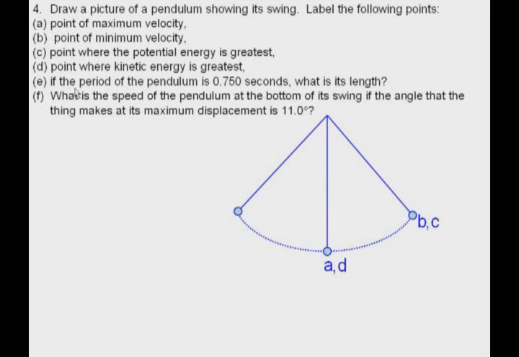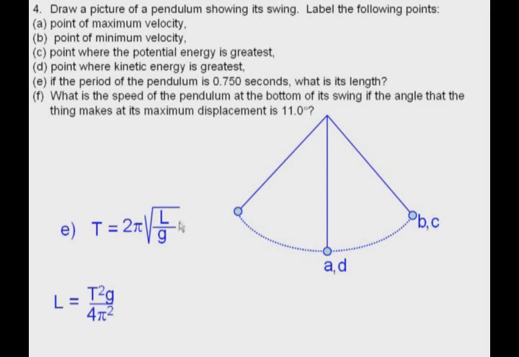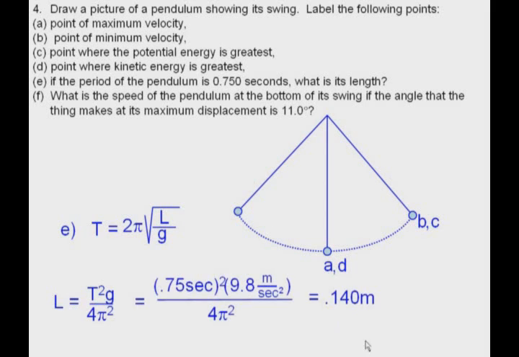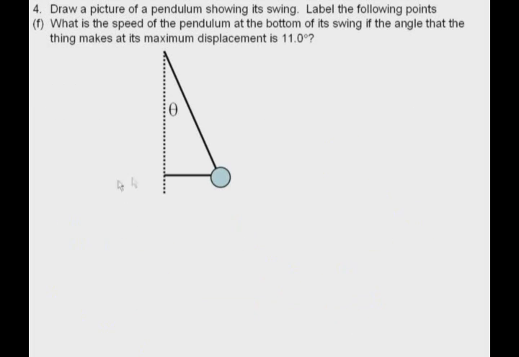If the period of the pendulum is 0.75 seconds, what is the length? We're going to use the period formula and rearrange for L and plug in the numbers. I got 0.140 for the length. Last one, number F. We walked through this in one of our labs, and I realized I didn't pass the lab back yet. What is the speed of the pendulum at the bottom?